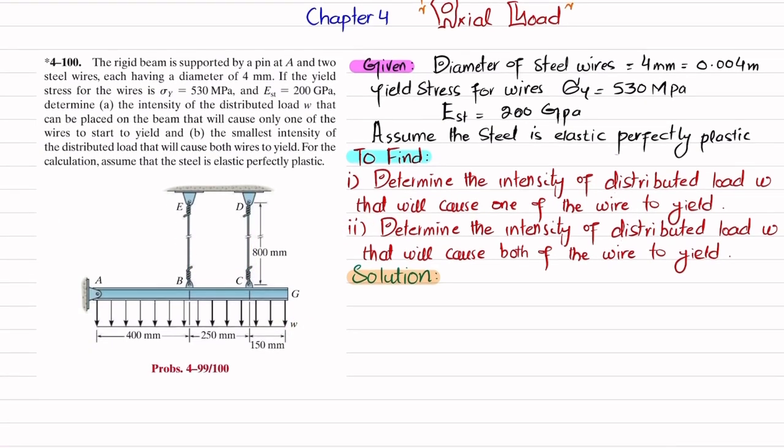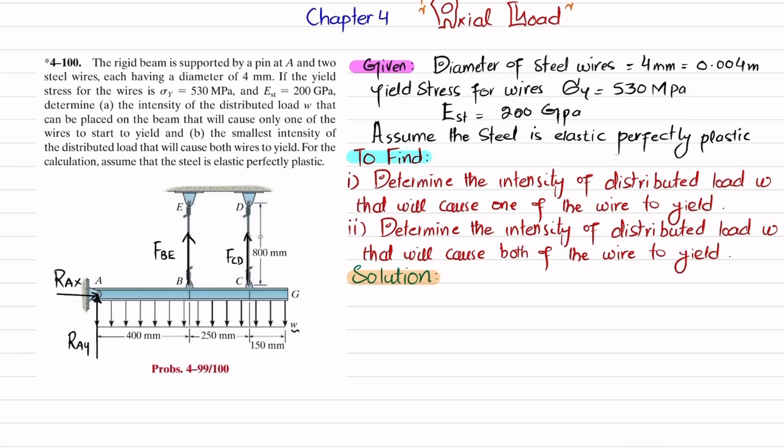So the first step is that if you remove this pin support at point A, you will have a vertical reaction force, which will be RAY, as well as a horizontal reaction force, which will be equal to RAX. And similarly, if you remove wire BE, there will be a vertical reaction offered by this wire BE on the beam, and the same is the case for wire CD, which will act with a vertical reaction force on the beam equal to FCD.